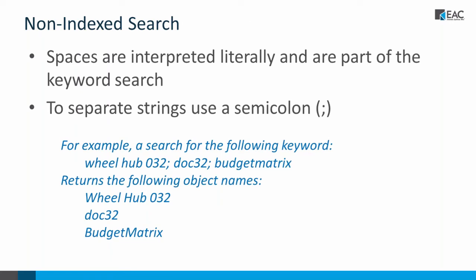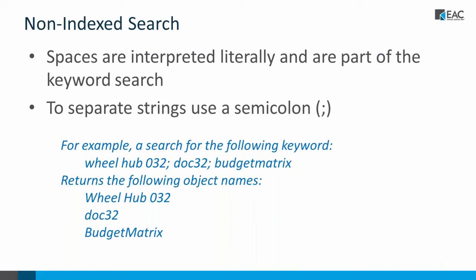So spaces in a non-indexed search are interpreted literally as a space, right? So if you want to separate and give it a list of things to look for, we use a semicolon. In this example, we're searching for a file or a number called wheel space hub space 32. We're also searching for doc32 and budget matrix. And we have semicolons between those three names or numbers so that we get a return on this.